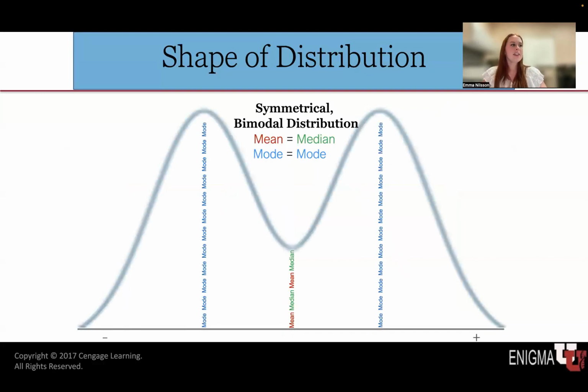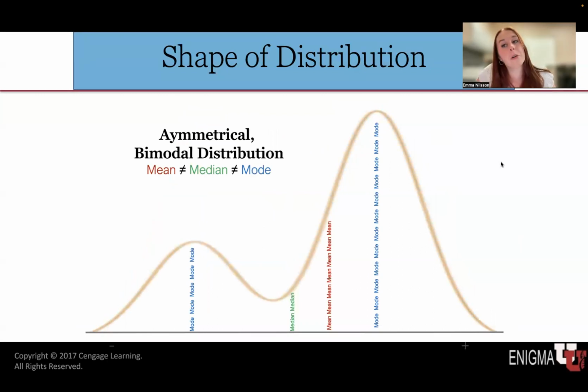This is a symmetrical distribution again. Remember, in a symmetrical distribution, mean and median are always in the same place, but this one is bimodal. So that means it has two modes. The two high points, one is right here and one is right here. Two modes.